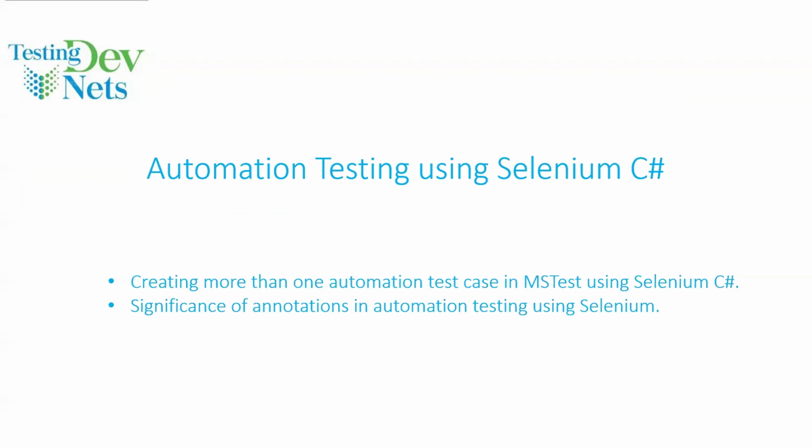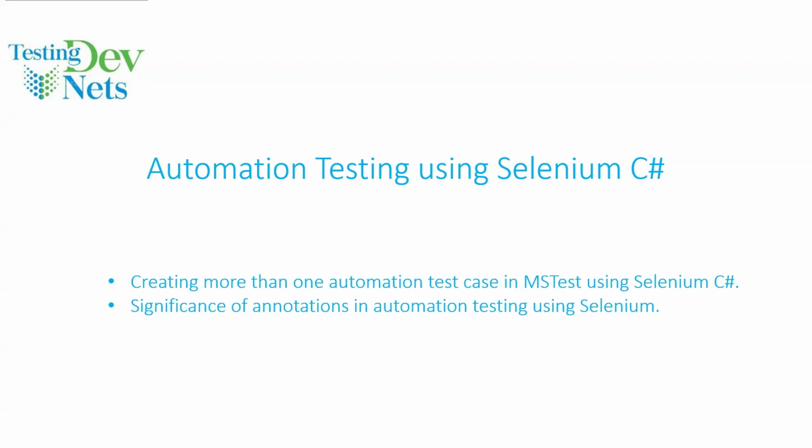Today our topic is automation testing using Selenium C Sharp. We have already created one test case, right? So this is part 2, and the main agenda of the meeting is creating more than one automation test case using MS Test using Selenium C Sharp. And what are the different annotations we have seen in the previous video? Now we are going to see what their significance is in automation testing using Selenium.